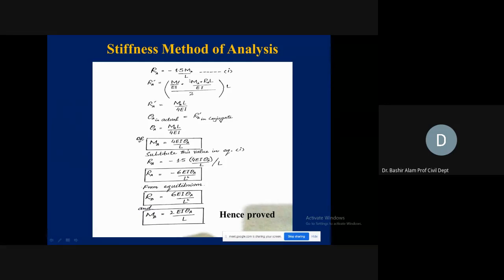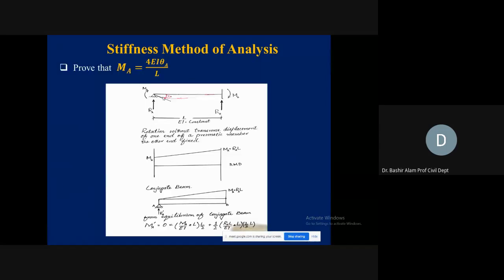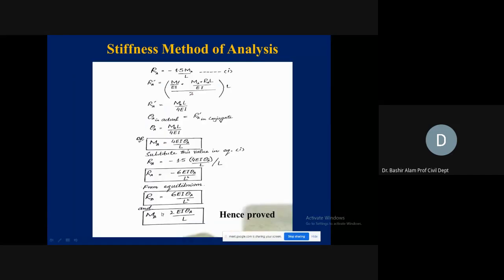Minus 1.5 MA divided by L. This was from the MA prime. What about the RA prime now? RA prime, how much is going to be this reaction now? It will be simply the load of this rectangle plus the load of this triangle, which will be MA divided by EI times L plus half of RAL over EI times L, which is the area of this triangle. So if we add them up, that will become equal to RA prime.